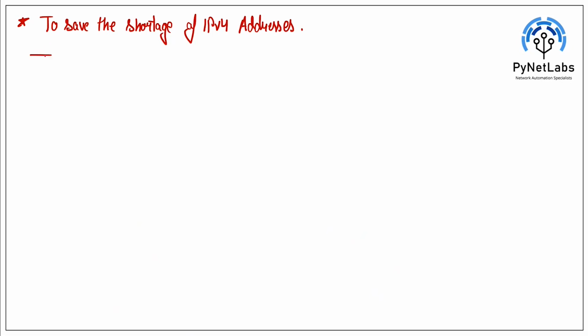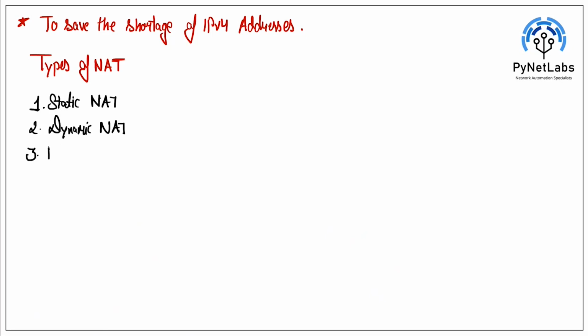When it comes to the types of NAT, there are three types of network address translation. The first is static NAT, the second is dynamic NAT, and the third is port address translation. Now guys, what exactly is the difference between static, dynamic, and port address translation? We are not going to discuss static NAT or dynamic NAT in depth, but I will give you an introduction on how they are different from each other.